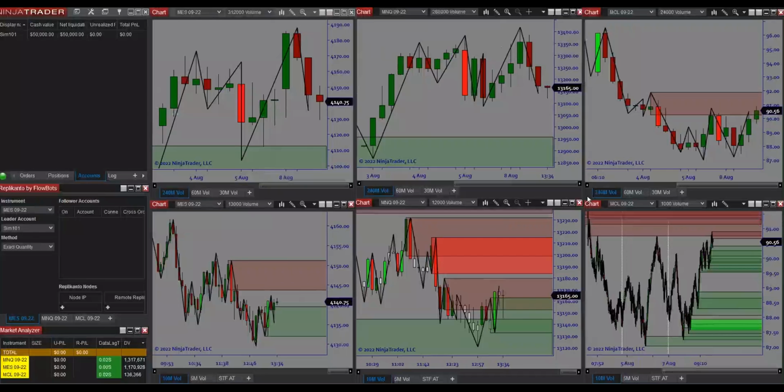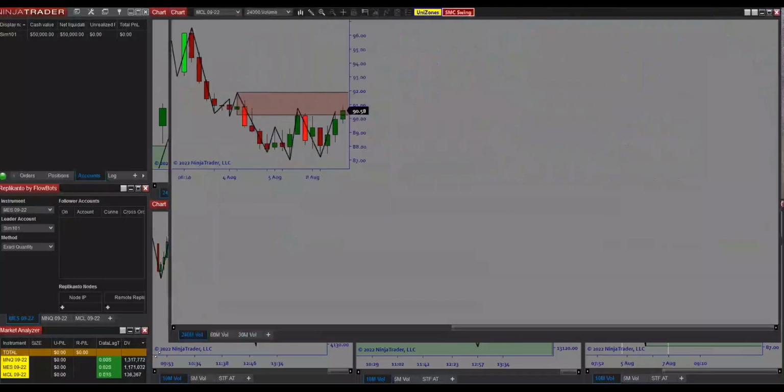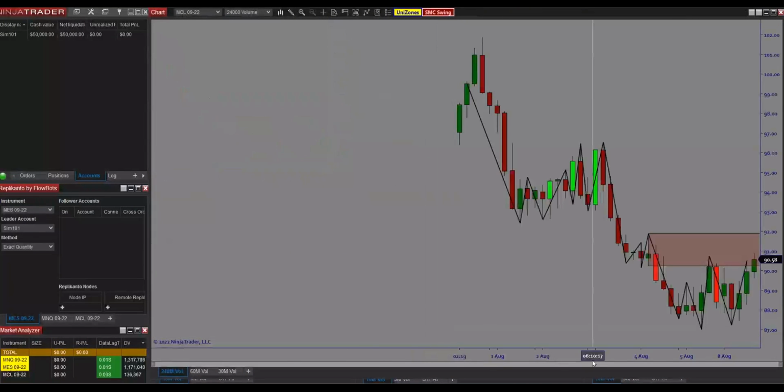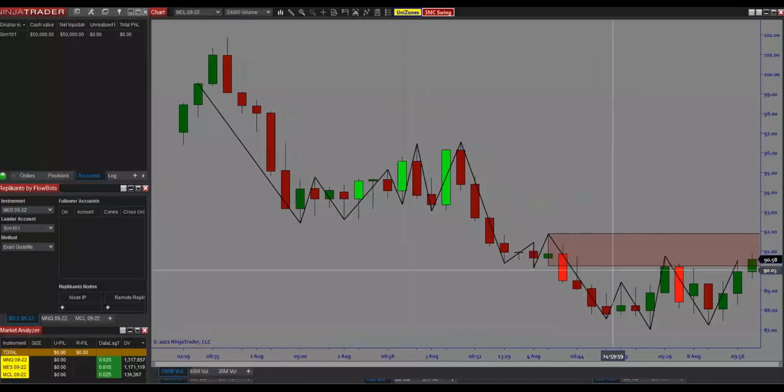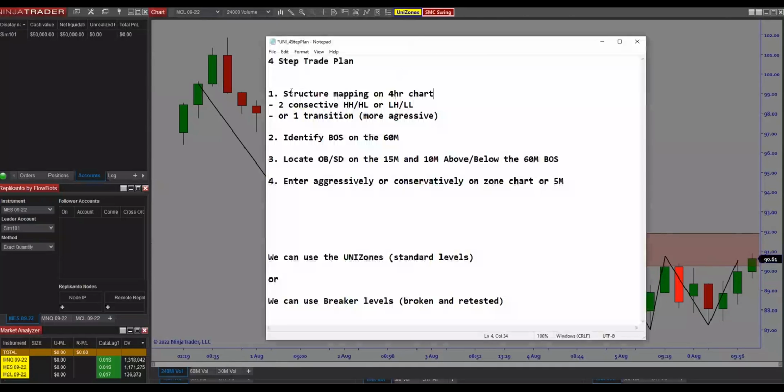I'm going to start with crude oil for a second. Everybody can see this. This is a 4-hour volume chart. We're looking at a 24,000 volume chart for crude oil. It's about the same as a 4-hour time frame. The first thing I'm going to teach you is how to map the structure on the 4-hour chart.